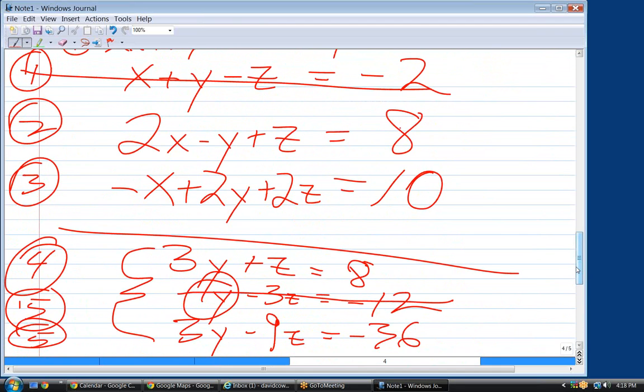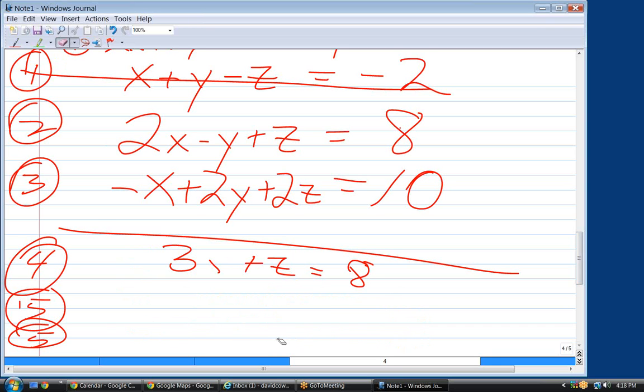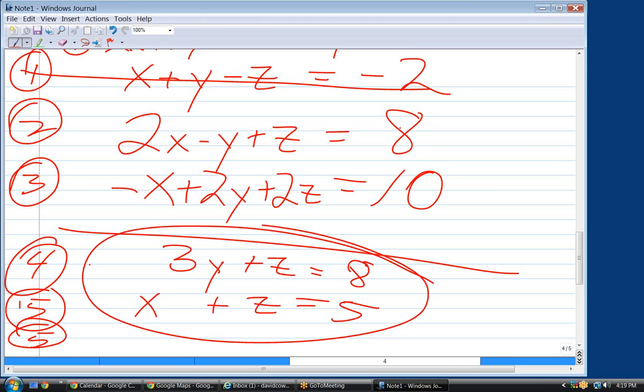And remember the concept. You produce equations 4 and 5 that are both missing the same variable. That's the key. You don't want an equation 4 that says 3y plus z and then have an equation 5 that has the x still in it. In other words, if I had an equation 5 that said this, well, I can't solve that. That's 2 equations and 3 variables. So I can't go anywhere with that.